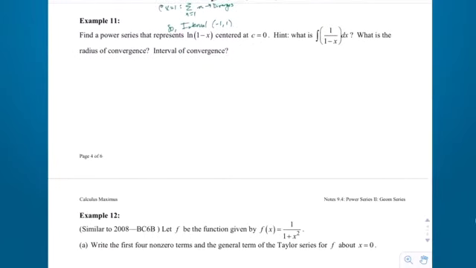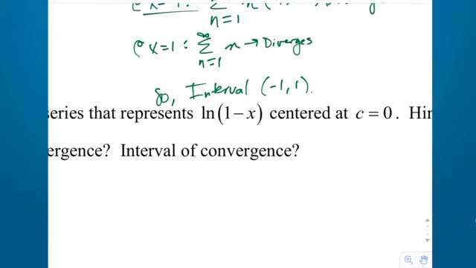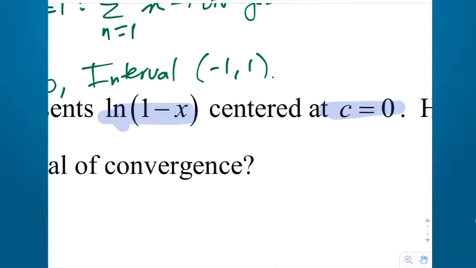Last one here. That was derivative. Let's look at number 11. Find a power series that represents the natural log of 1 minus x. Now, some students memorize the natural log, but this one is not just the natural log of x. It's the natural log of 1 minus x. I wouldn't recommend that. And it's centered at 0. Okay, we can't center it at 1 because it doesn't exist.